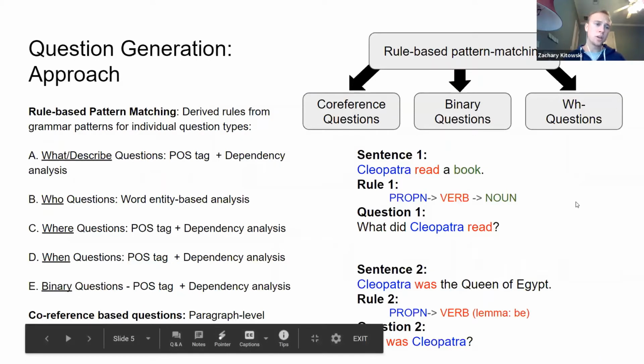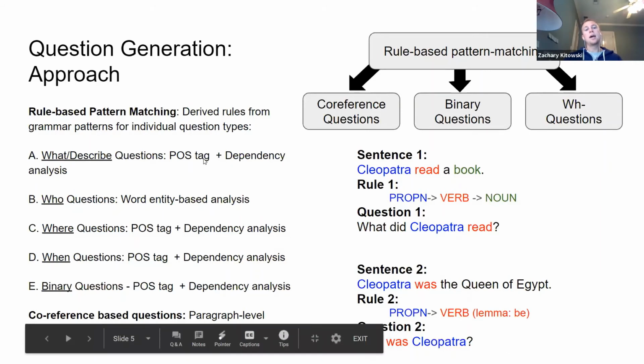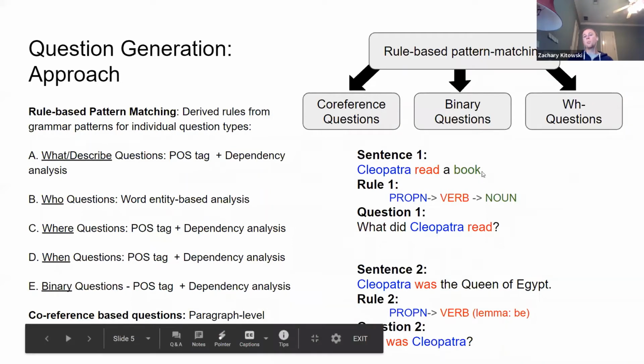So the approach that we took, like I said, is rule-based pattern matching. These rules were derived from grammar patterns for each individual question type. As you can see, each of these rules is based on a variety of part-of-speech tags as well as dependency analysis. On the right, we've shown two different patterns that we used: proper noun, verb, noun, as well as proper noun, verb with a lemma B, and we generated questions that follow these rules.